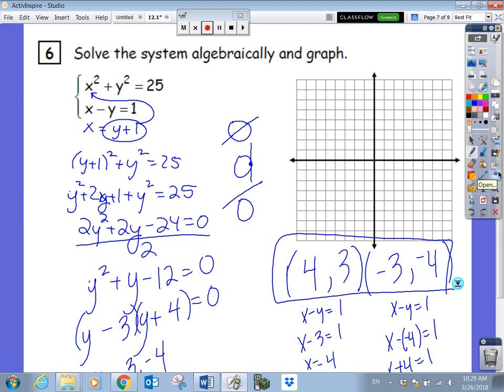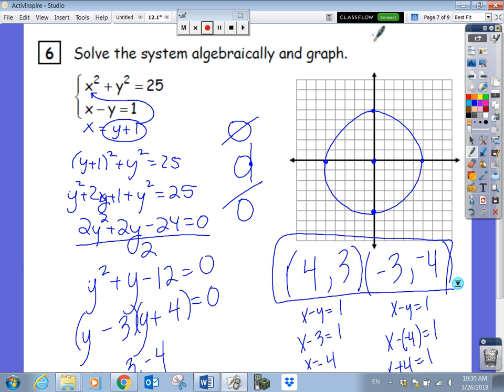Then it says and graph. So now we have to graph the circle and a line. So the circle has a center of 0, 0, and a radius of 5. So you go up and down 5, left and right 5. And you don't have to be a perfect circle drawer, but there's the circle.